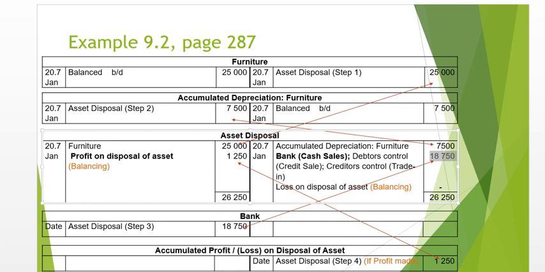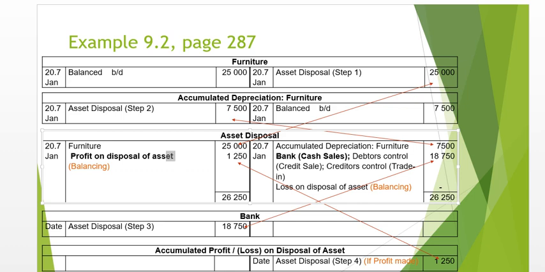So step 4, our final step, is to determine whether we made a profit or a loss in the sale of this asset. And if we account for it, we need to balance out our asset disposal account. So if we look on our credit side, we've got 7,500 and 18,750. So in total, 26,250. If we look at our debit side, we only have 25,000 Rand. So our balance will then have to be on the debit side. So in order to get this 25,000 Rand to 26,250, we will have to balance it out by 1,250 on the debit side.